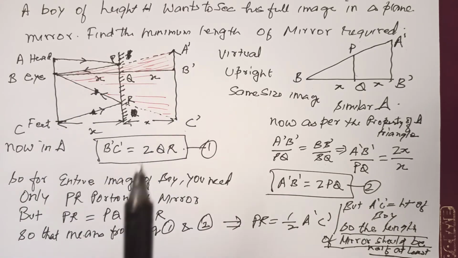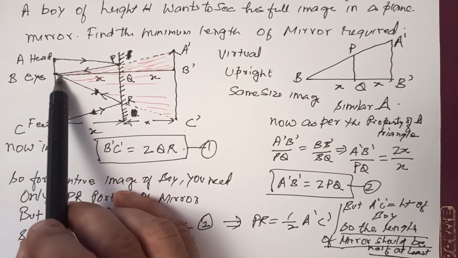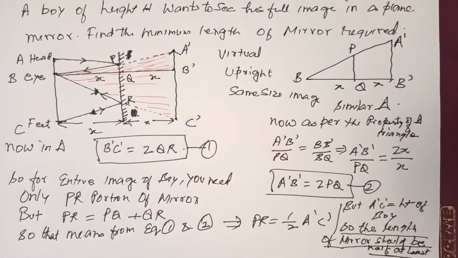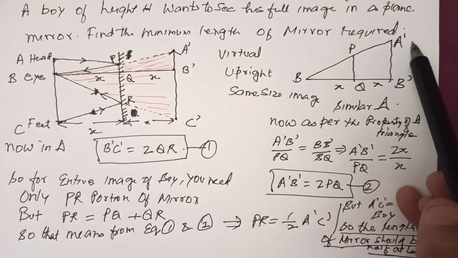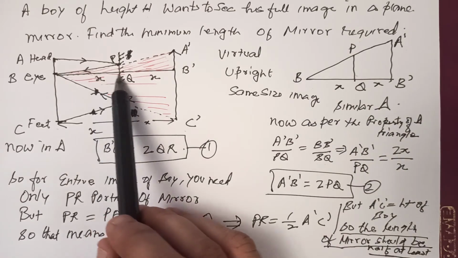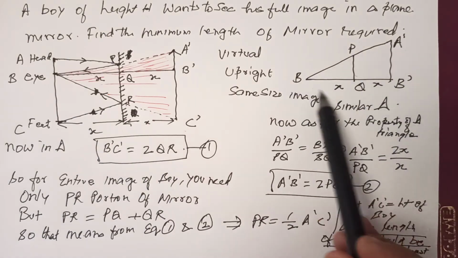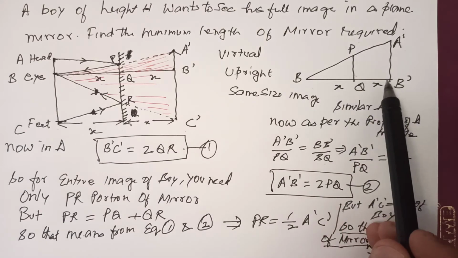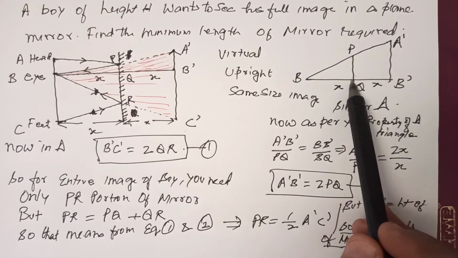Now after drawing this, first we will look at this triangle. Which triangle? B, A dash, B dash. I have drawn it here: B, A dash, B dash, and this is the mirror. We know this distance, and I have denoted this distance by X, and I put it here. Now these both distances are the same, X and X.